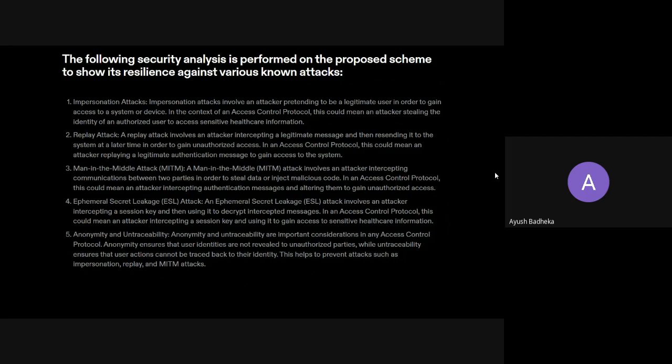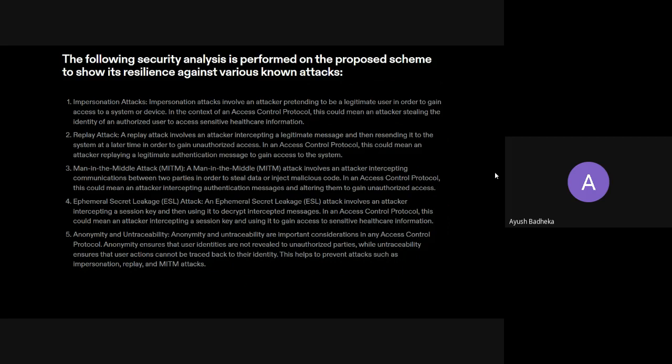A man in the middle attack involves an attacker intercepting the communication between the two parties, that is the patient and the doctor, in order to steal the data or inject malicious code. In an access control protocol, this could mean an attacker intercepting the authentication messages and altering them to gain unauthorized access to any particular entity. It can be either the doctor or the patient, or maybe trying to remodify the data that is sent over that medium to confuse the doctor or the patient, or maybe ask for authenticated security keys or payment gateway options for the patient to pay the doctor. Maybe that might be an attack scenario.